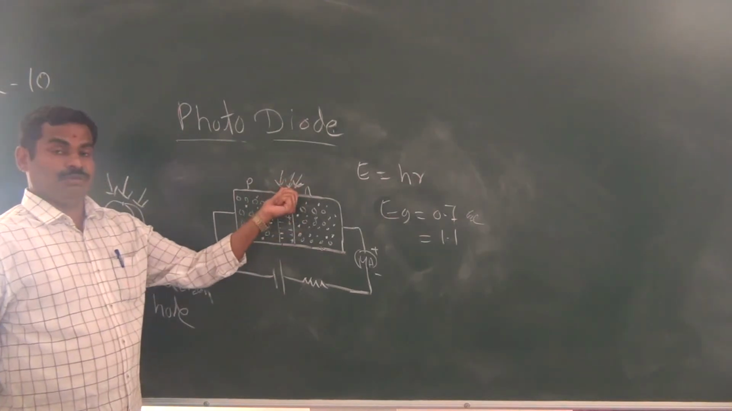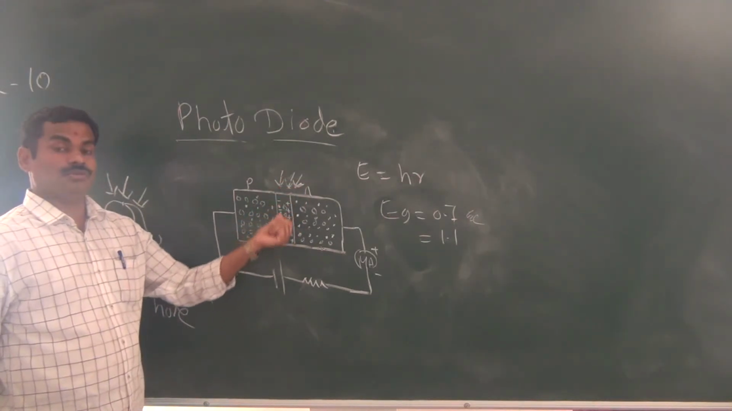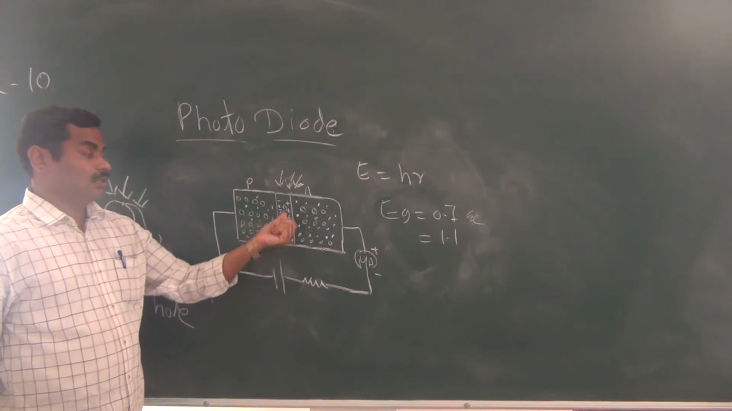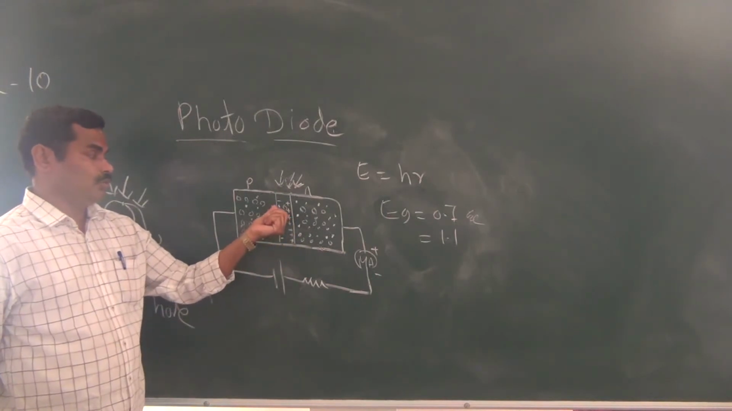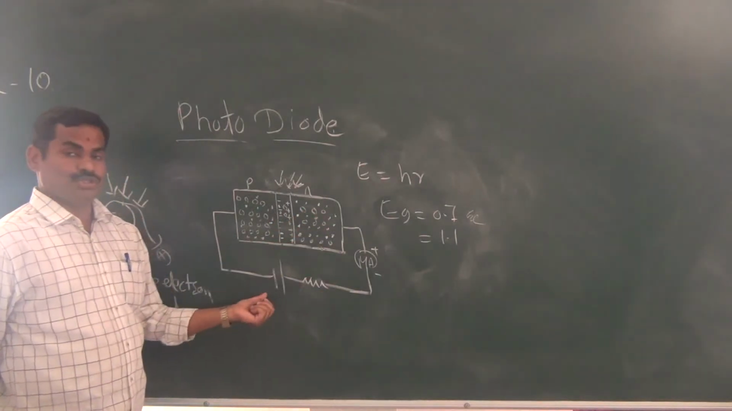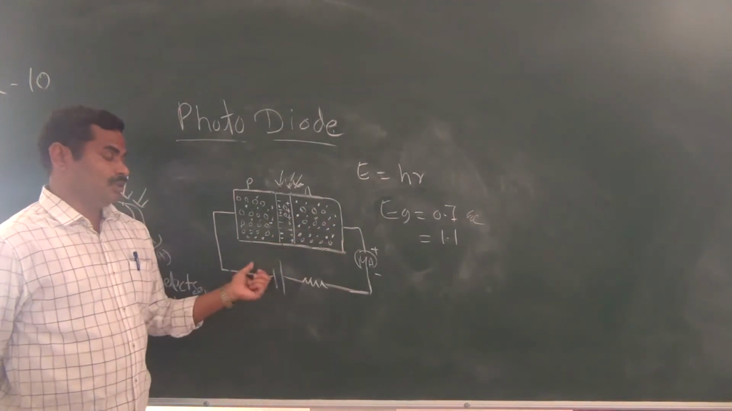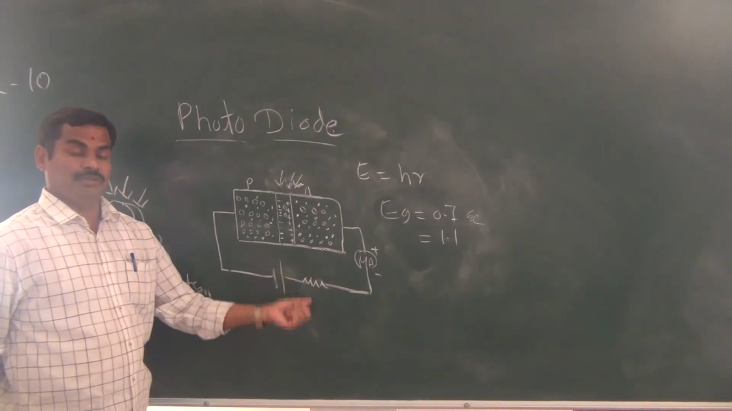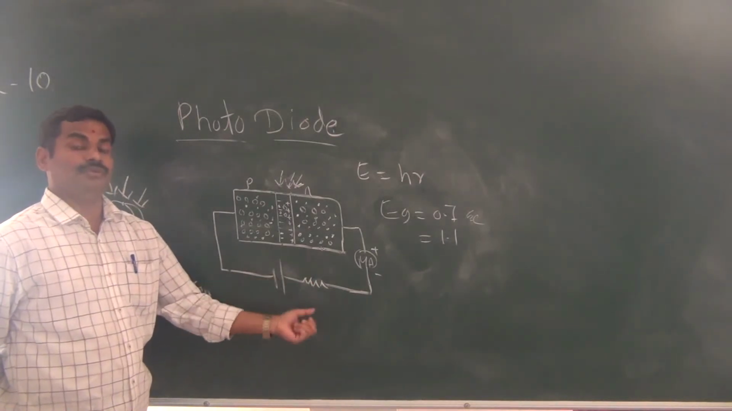Because of light energy, what happens? We are having more number of electrons and holes generated. And those electrons and holes, as you know, the holes will move towards the negative side and electrons move towards the positive side. Each movement of electron and hole will generate the current. That current is nothing but the photocurrent.